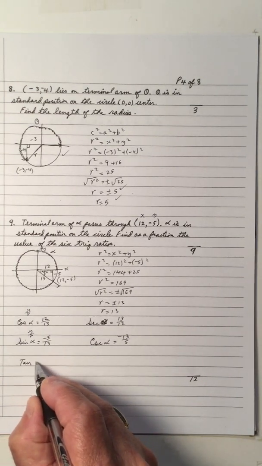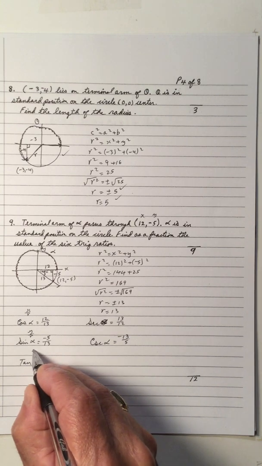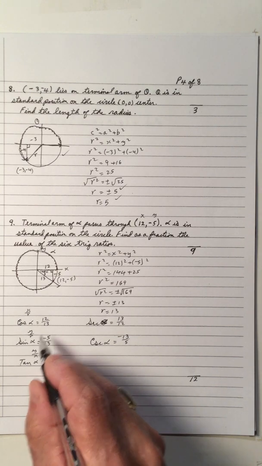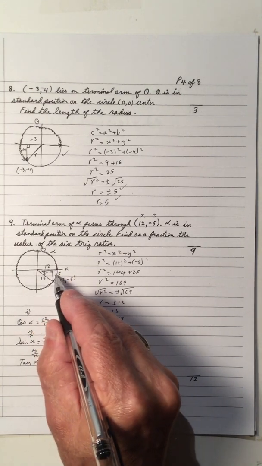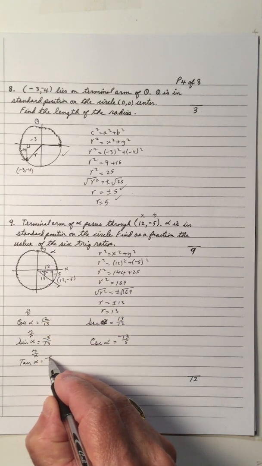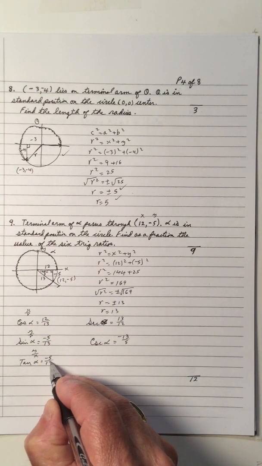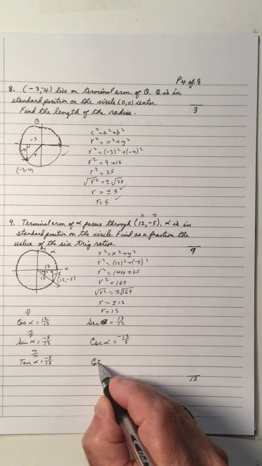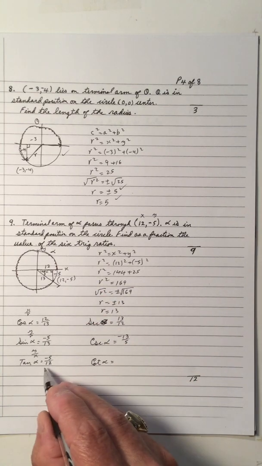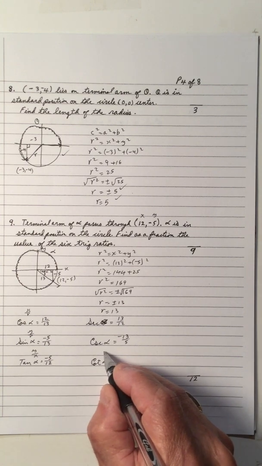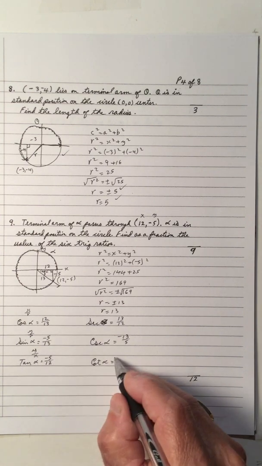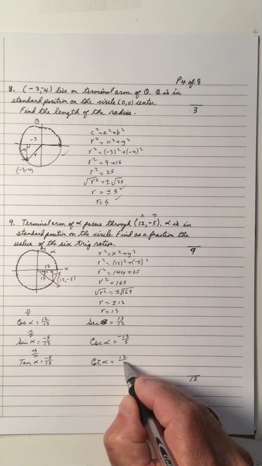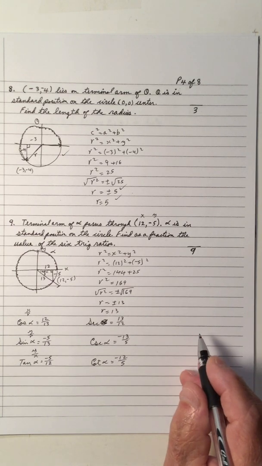And we also have tan of alpha. Tan is the y over the x, the opposite over the adjacent, so it's the y, which is negative 5, over the x, which is 12. And the cot of alpha is the reciprocal. Cot is the x over the y, so it's 12 over 5, and the negative number goes in the bottom.